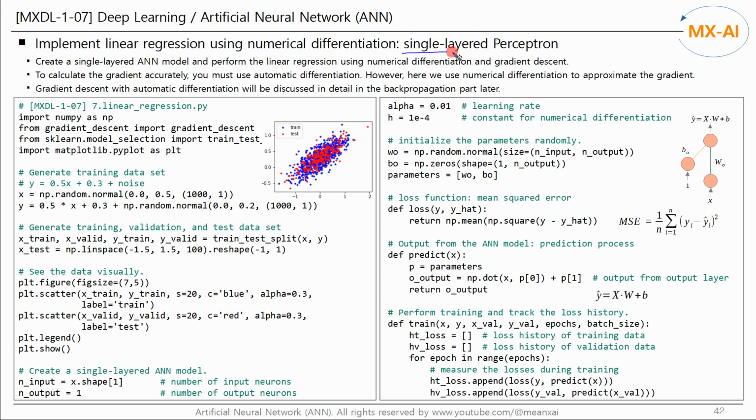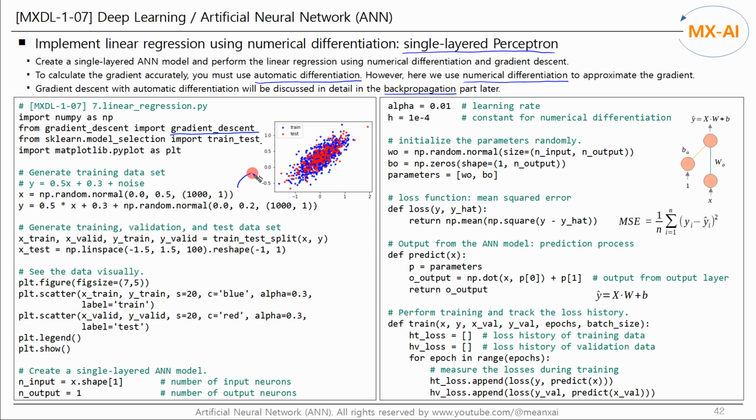Now let's implement a single-layer perceptron to perform linear regression. We will use the gradient descent function we created before. As mentioned before, to calculate the gradient accurately, we need to use automatic differentiation. However, here we use numerical differentiation to approximate the gradient to better understand how ANNs fundamentally work. We will take a closer look at gradient descent using automatic differentiation in the error backpropagation algorithm later.